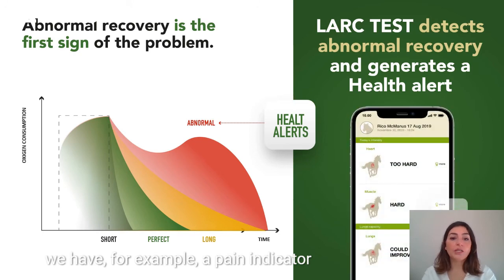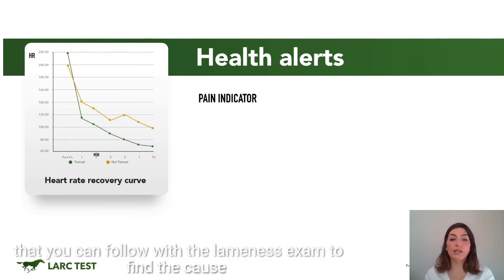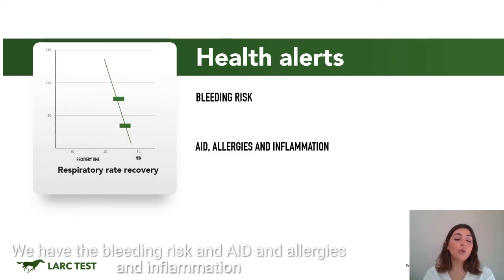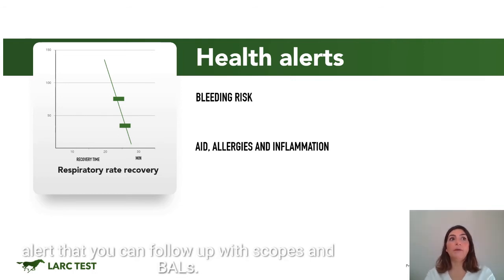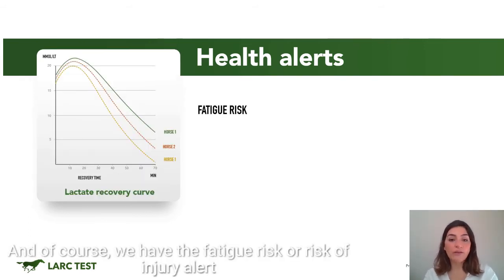We have, for example, a pain indicator that you can follow with a lameness exam to find out the causes of the pain. We have the bleeding risk, and allergies and inflammation alerts that you can follow up with scopes and BALs. And of course, we have the fatigue risk or risk of injury for muscles.